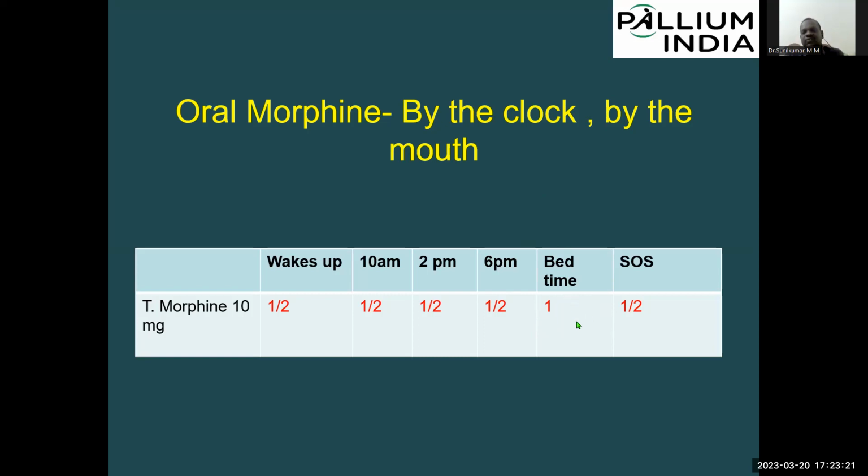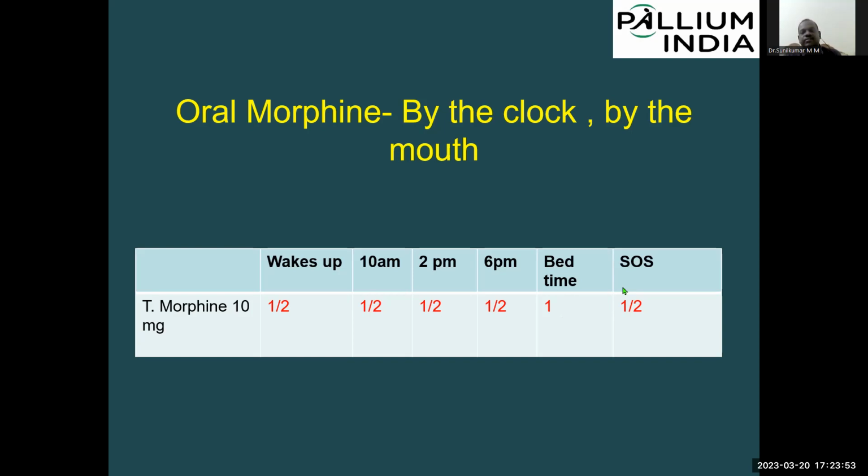Okay, this is to avoid the 2 a.m. dose. So if you calculate 4 hourly, the bedtime dose means it is 10 p.m. Then after 4 hours, that will be at 2 a.m. So in order to avoid the 2 a.m. dose, you can see it is at bedtime the double dose is given. So this is how morphine is administered in most of the countries.